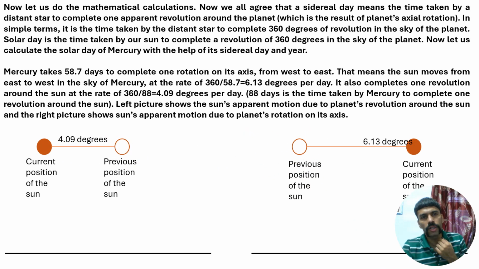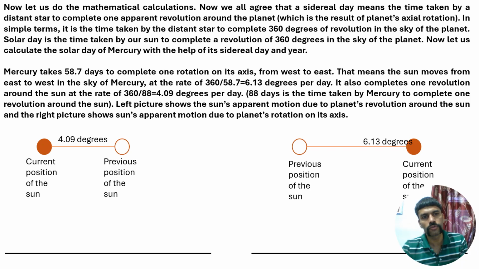Now let us do the mathematical calculations. Now we all agree that the sidereal day means the time taken by a distant star to complete one apparent revolution around the planet, which is the result of the planet's axial rotation. In simple terms, it is the time taken by the distant star to complete 360 degrees of revolution in the sky of the planet. Solar day is the time taken by our sun to complete one revolution of 360 degrees in the sky of the planet.